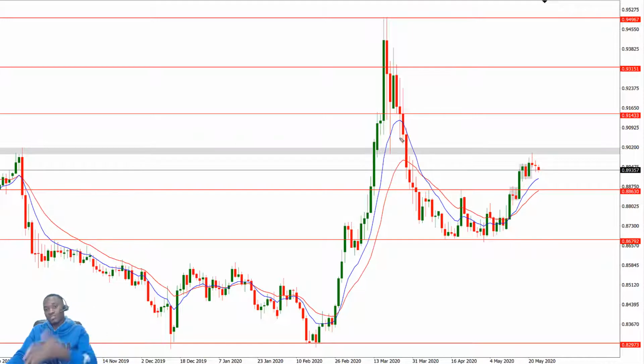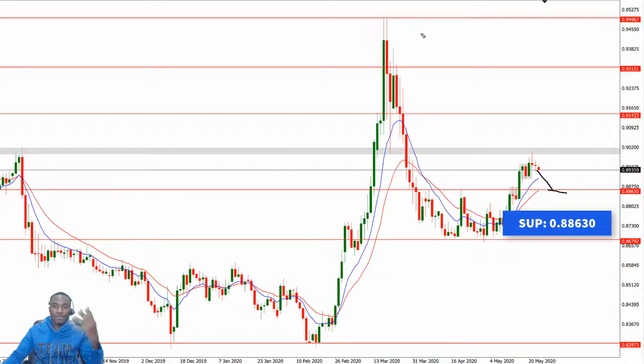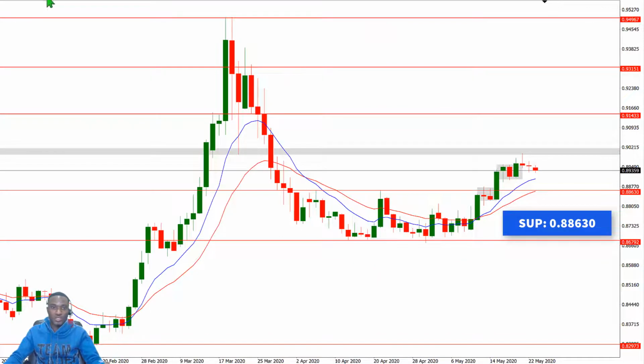So price is now retesting this level again right here. And for the fact price is respecting this region right now, what I'm looking out for as a price action trader is I want to see price get a rotation downward to the next key level, which is at 0.88630. So I'm going to zoom in on my chart so you can figure out what information I'm trying to pass across.